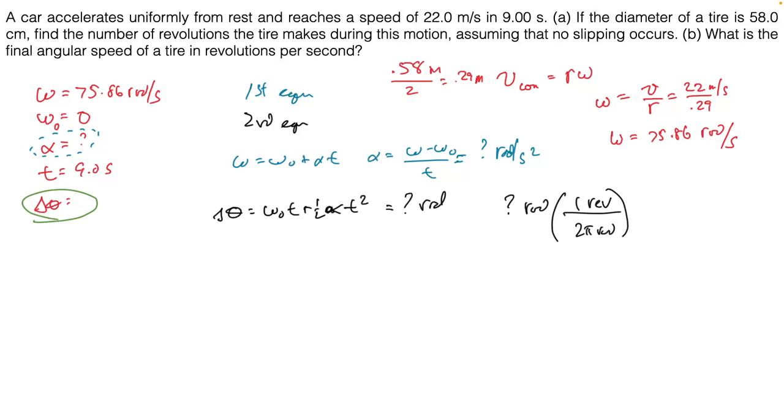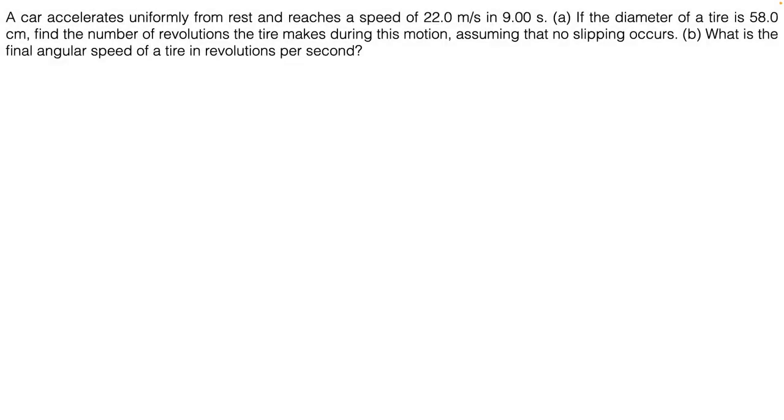Sorry, I didn't put the numbers in there because I didn't have my notes. What is the final angular speed of the tire? We found the final angular speed of 75.86. Problem done. How do you translate between linear and angular quantities? That one right there, right? You can use that one too if you just know accelerations. But usually you use the velocity equation. Sorry, I'm going fast there because there's more. But wait, there's more.